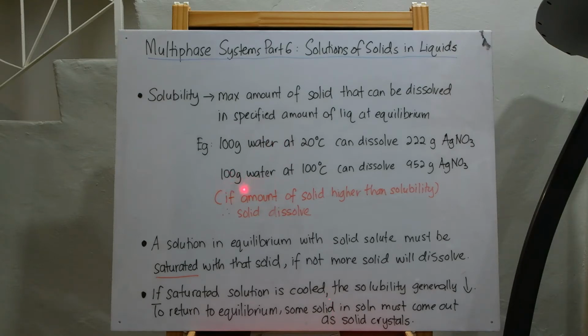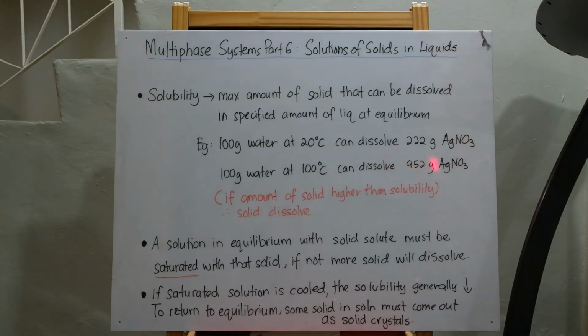Another example, if you have 100 gram of water at 100 degrees C, it can dissolve 952 gram of silver nitrate. I'm using these two examples to show you that as you increase the temperature, the same amount of water can dissolve a higher amount of silver nitrate. So by having a higher temperature, the solubility will increase.